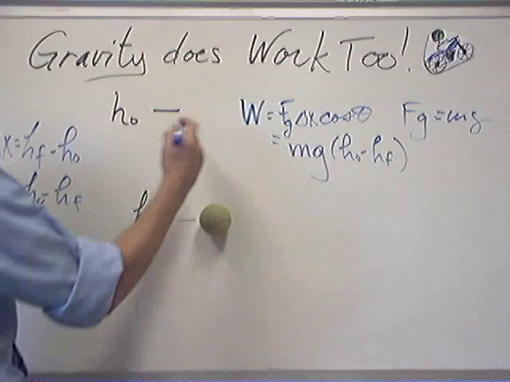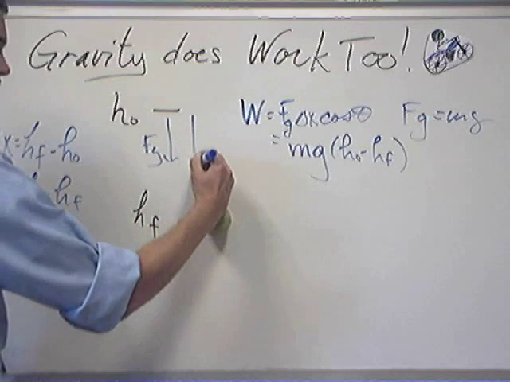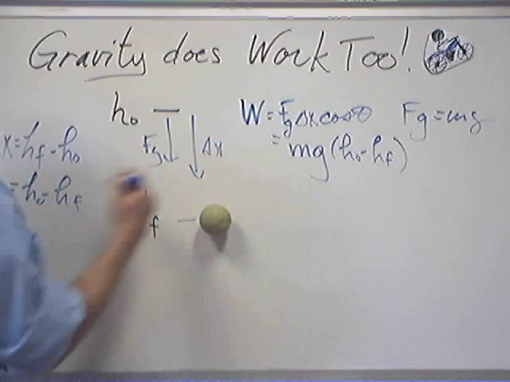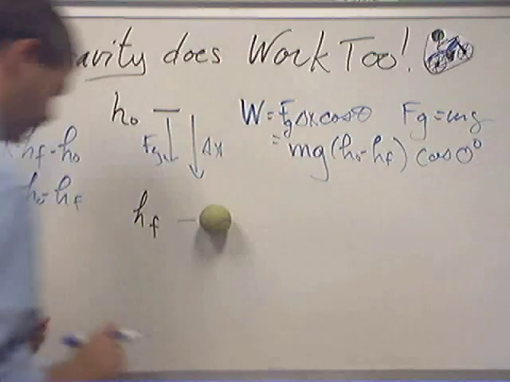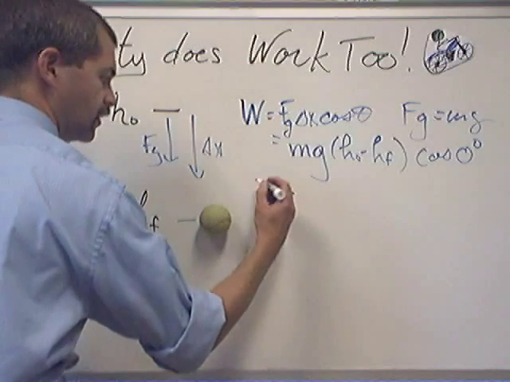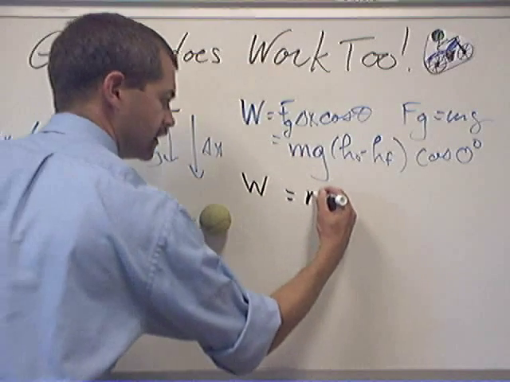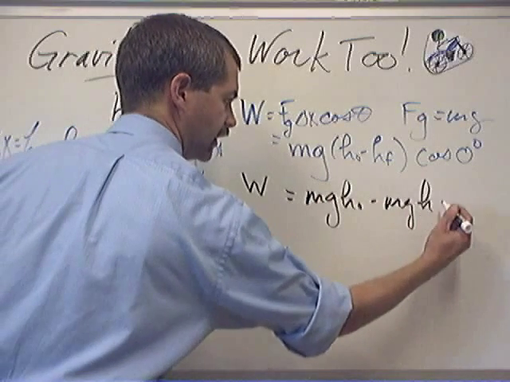times the cosine of the angle between them. So the force of gravity is down, but so is my displacement. So here's my delta x. What's the angle between those two? 0. So what do I end up with? Well, the work done by gravity is mg h naught minus mg hf.